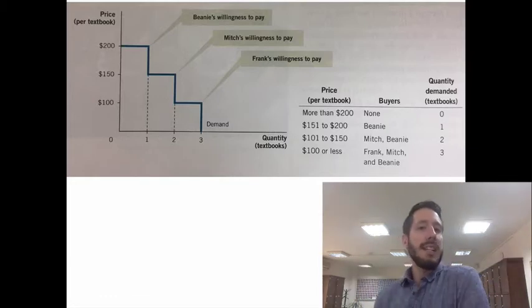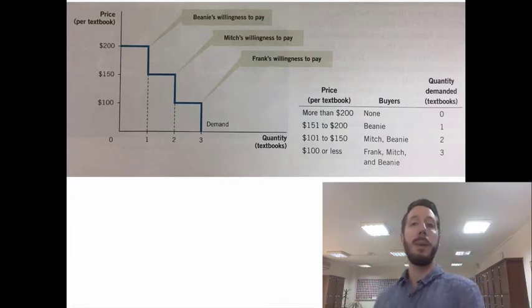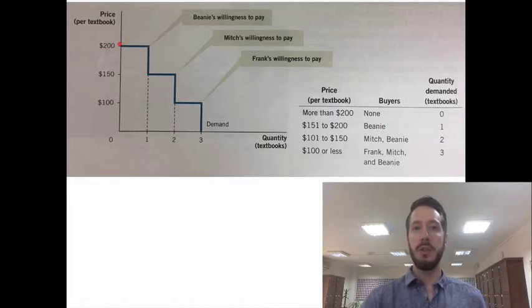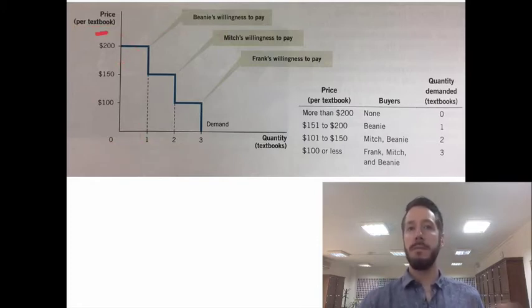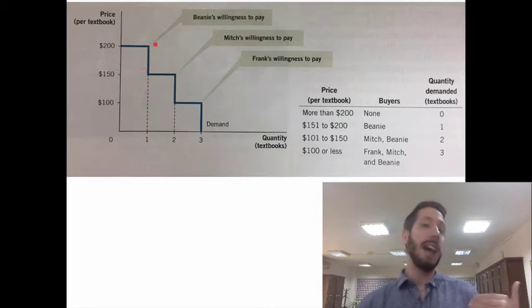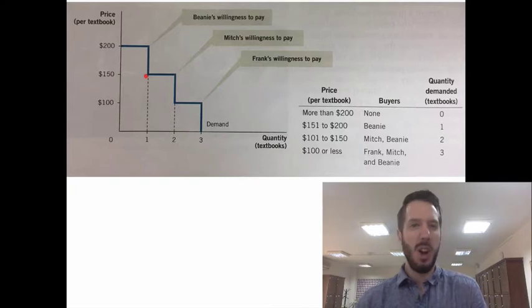So these guys all want to buy a textbook. Now, one thing to know is the willingness to pay for each individual is different. So Beanie's willingness to pay for a textbook is $200. Mitch's would be anywhere up to $150, and Frank's is up to $100. Now notice, as the price goes down, the demand for those textbooks will go up. So if the price of the textbook is over $200, there is no consumer surplus. Whereas let's say it's at $150, well, Beanie has a consumer surplus of $50 because his willingness to pay is higher than the price he got it for, and so on.